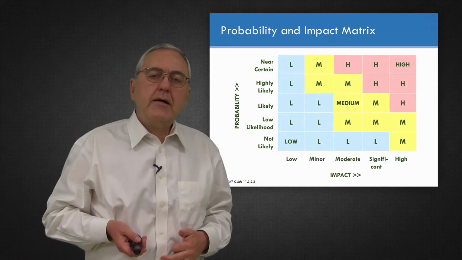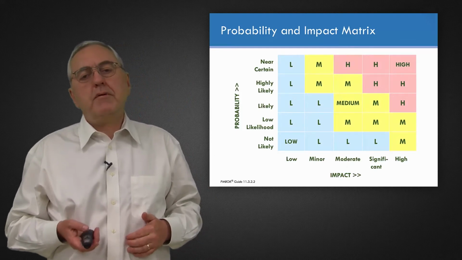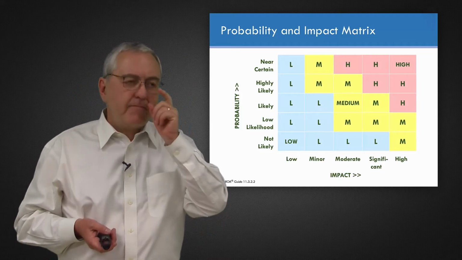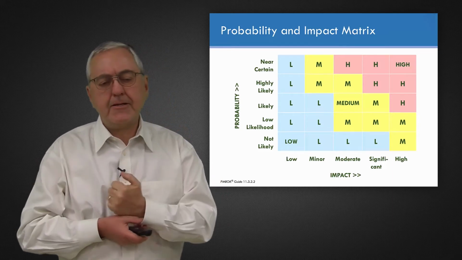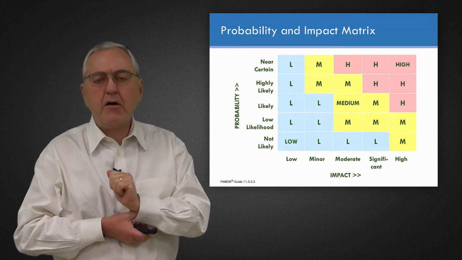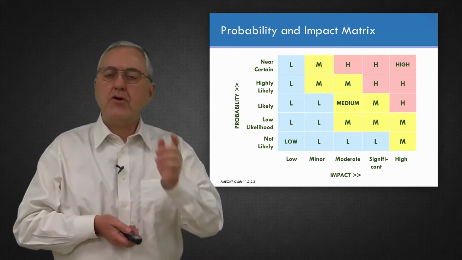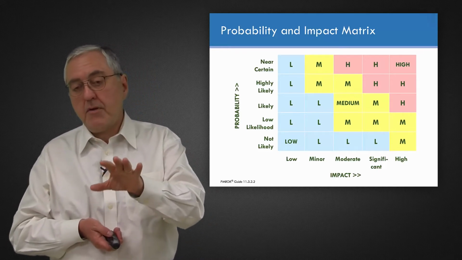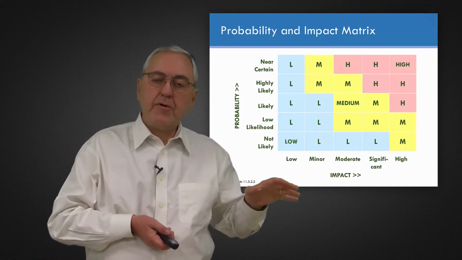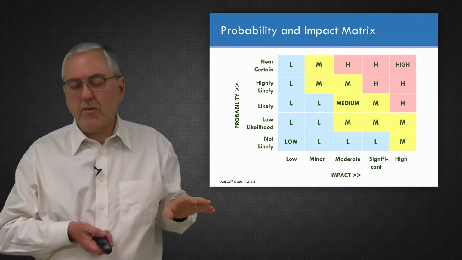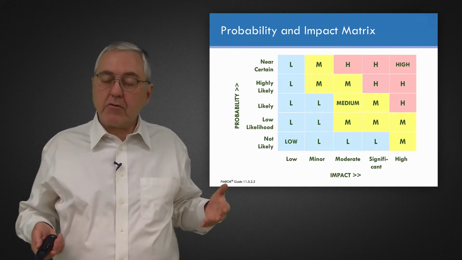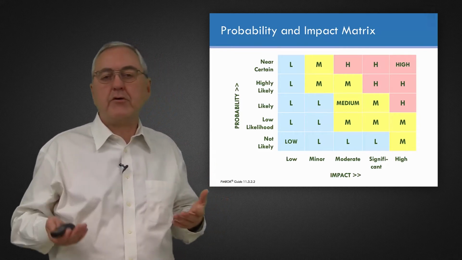Now here's a little bit more rigorous probability and impact matrix, because there's always a danger that you and I, when talking about the risk, may disagree. I call it medium impact, you call it high impact. I call it high probability, you call it low probability.